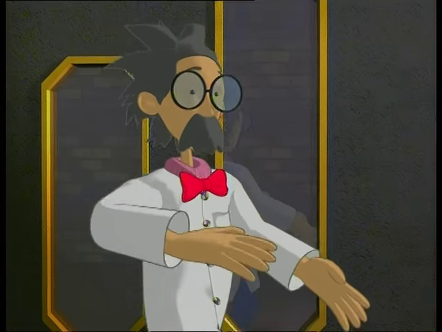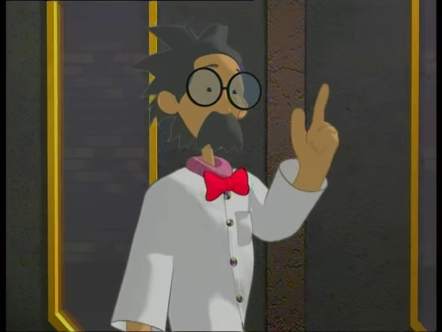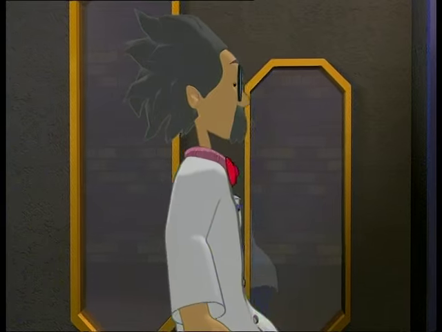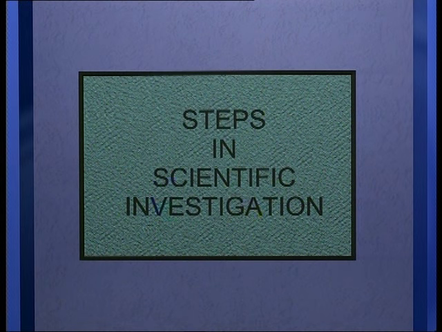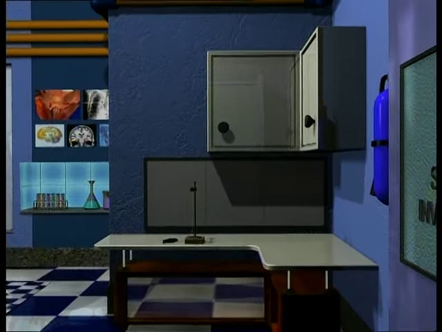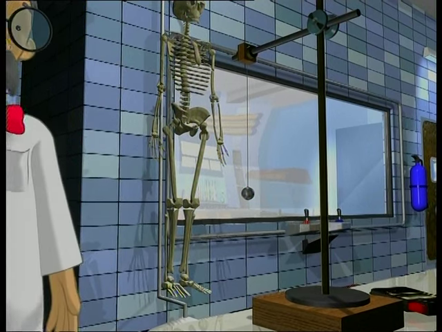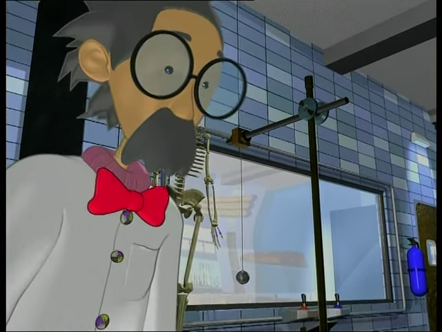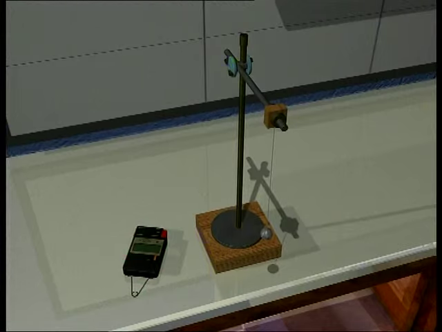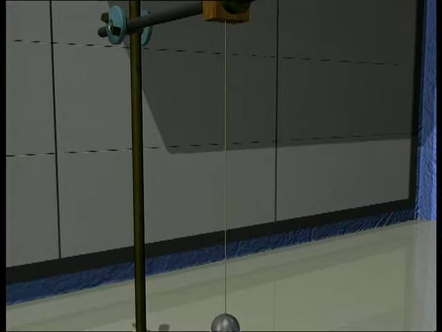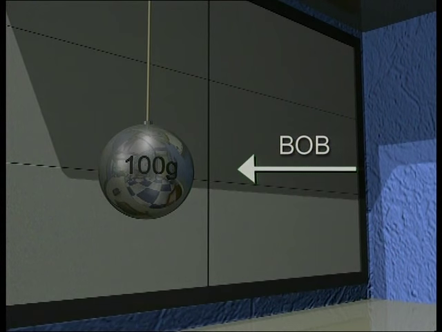Okay, let's carry out an experiment and identify all the steps in this scientific investigation. Steps in scientific investigation. All right, let me see. What do we have here? Yes, this is a pendulum. A pendulum has a string and a bob at the end.